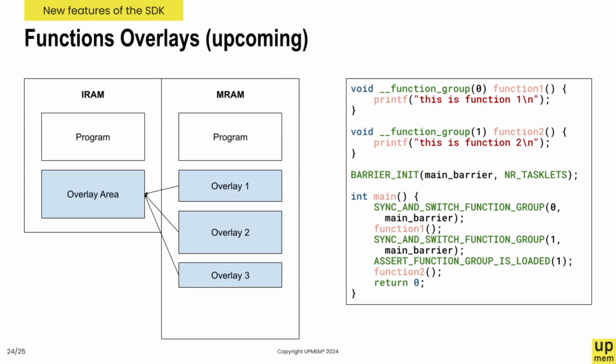And the way this is programmed is something like that. You have your functions, you decorate them with a property like that, telling them which function group they are in. And then there is this macro that you can use. Obviously this macro should be used when you're not in a function group, when you're in the program that's static, that's not moving. It's going to tell all your tasklets, all your threads, to reach this barrier. And when they're all synchronized, then you can safely switch the overlay to another one.